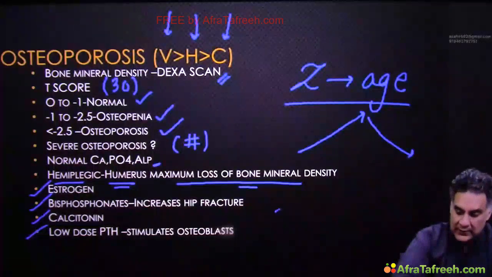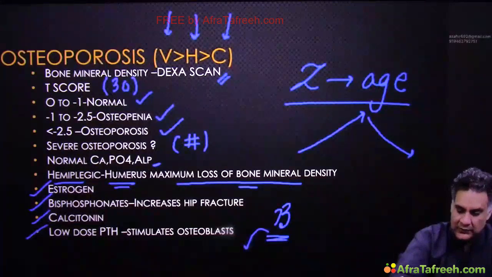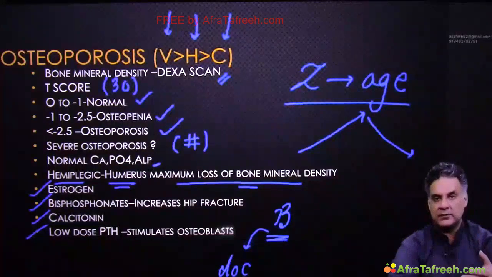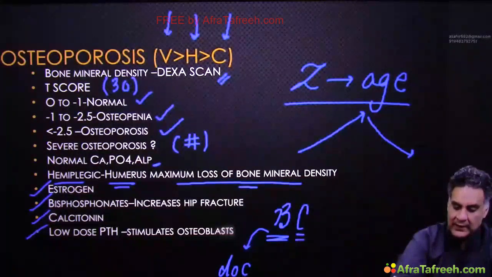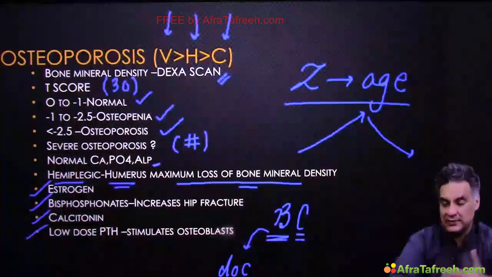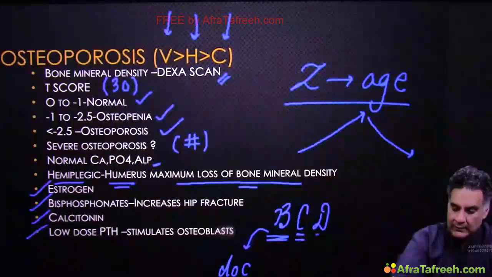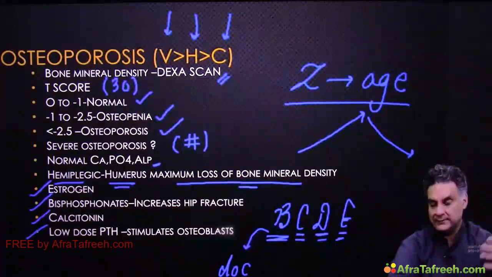So the drugs which inhibit resorption: bisphosphonate, drug of choice for osteoporosis. They ask you postmenopausal osteoporosis, bisphosphonate. Calcitonin, again, both bisphosphonate and calcitonin directly inhibit the osteoclast. Denosumab and estrogen are two drugs which inhibit the RANK ligand.